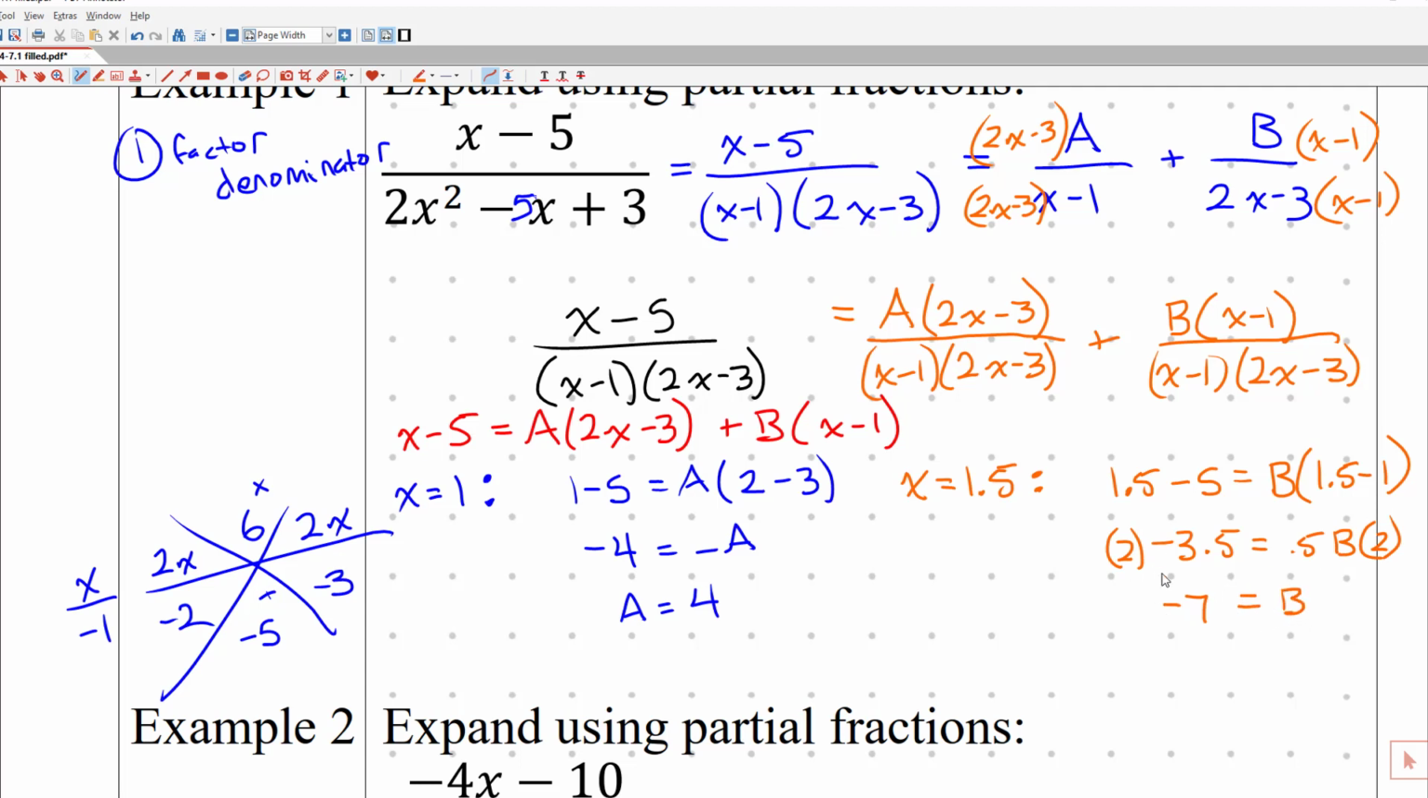So I'm basically done. I know what my b value is, so let me go ahead and rewrite this whole thing. My final answer, let's do that in red. So x minus 5 all over this 2x squared minus 5x plus 3 breaks down as, our a over x minus 1, our a is 4, so 4 over x minus 1 plus, and then our b is negative 7, so negative 7 over 2x minus 3. And I have my final answer.